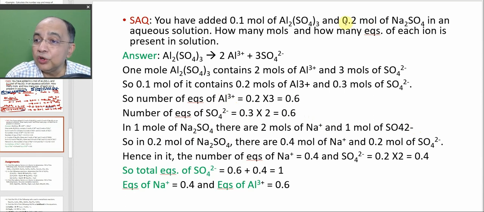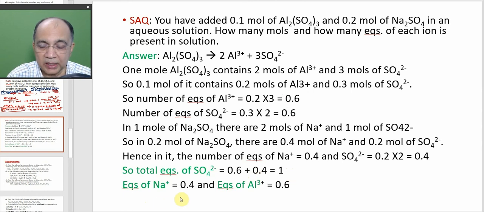So 0.2 moles of sodium sulfate will contain 0.4 moles of sodium ion, and sulfate ion will be the same as 0.2. So the sodium ion number of equivalents is the same as its number of moles because the N factor is 1. And the number of equivalents of sulfate ion will be 0.2 into 2, 2 is its valency factor. So 0.4 from the sodium sulfate side and 0.6 from the aluminum sulfate side. So altogether the number of equivalents of sulfate ion is 0.6 plus 0.4, equal to 1.